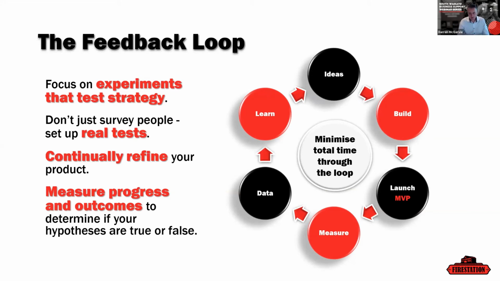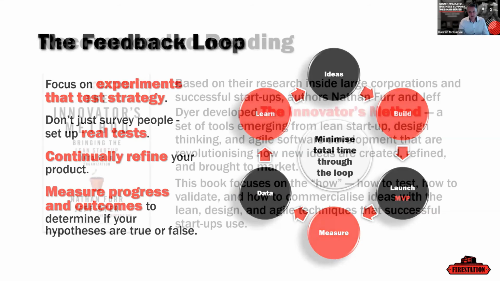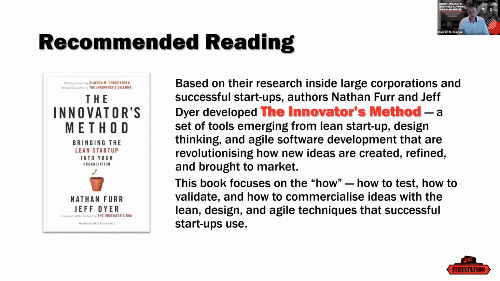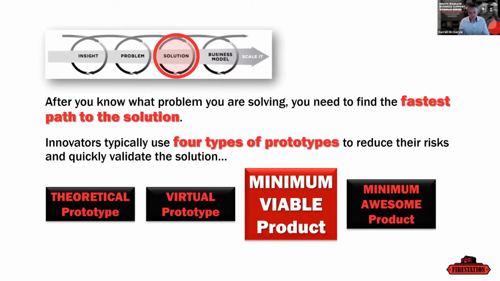Now, what's closely related to this is this thing called the innovator's method. And as you'll see on the cover of this book, it says Bringing a Lean Startup into Your Organization. So it's quite neat. These different authors sort of leverage off each other's work and methodology. So in the innovator's method, they talk about four steps. You go through insight, problem, solution, business model, scale it. So it's kind of a slightly higher level than the lean startup. But I want to talk about the MVP part.